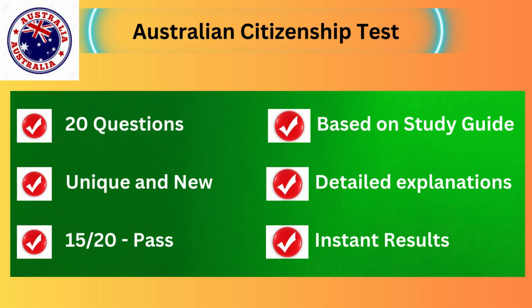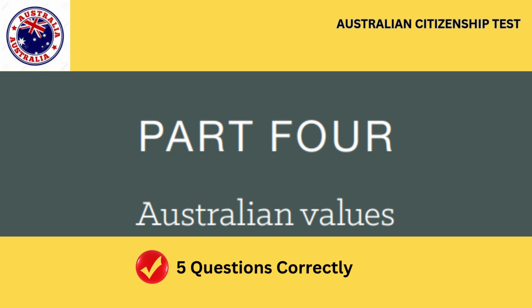From the 4 parts, you get 20 multiple choice questions, and you must answer at least 15 questions correctly overall to pass with a 75% score. From Part 4, Australian values, you must answer correctly all the 5 questions, then only you are said to qualify the test.